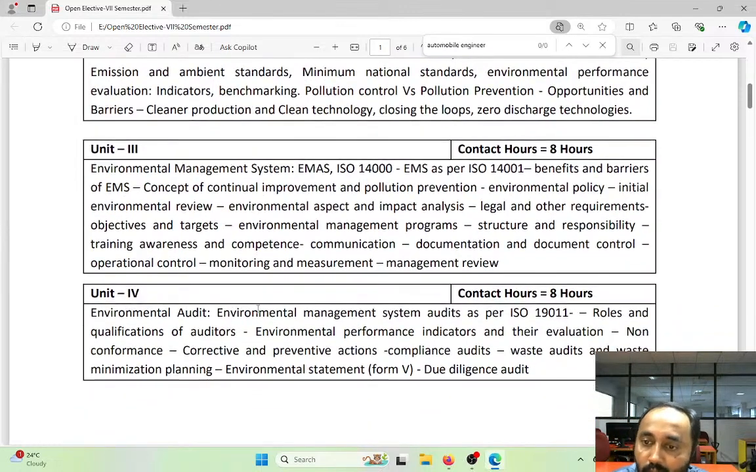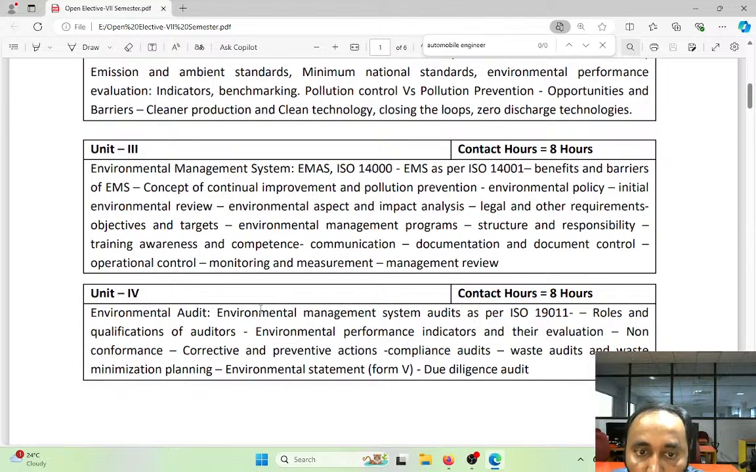Then the next one, if you know environmental management system, then we are going to go with environmental audit, which talks as per ISO 19011. For example, if you take environmental engineering lab, we should know which chemicals are being utilized here, maybe in the chemistry lab also, and we should know how to safeguard ourselves with those chemicals when we are going to use them for analysis. So that is being covered in this environmental audit.